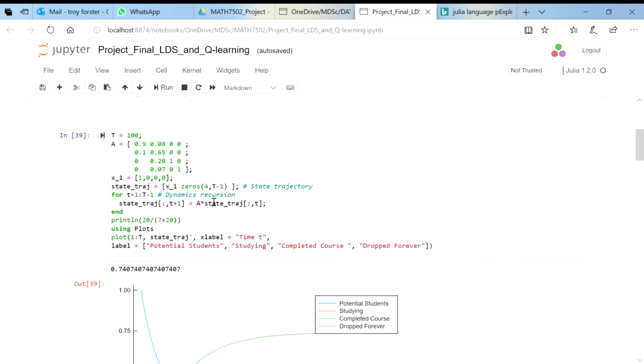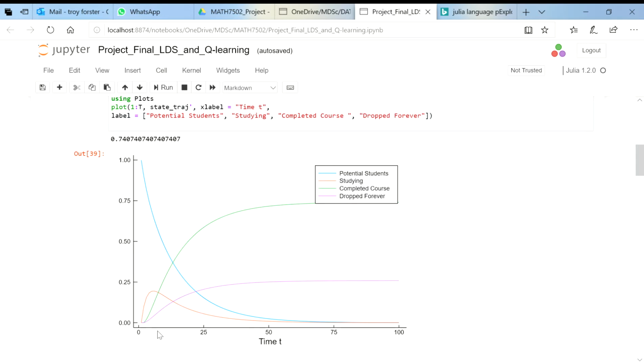So we implement that, and then we plot it and have a look at what happens over the 100 time periods. Everyone starts, 100% of our students, in the potential students, and each period more and more of them move from potential students into studying. Those same students from studying go one of 4 ways. They either go into the completed courses or drop forever, until finally 100% of our students have either dropped the course or completed the course and they've left the model.